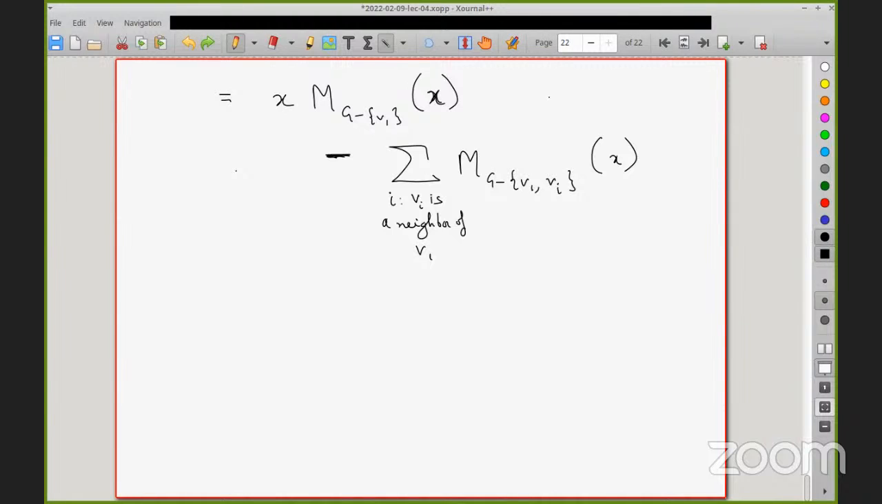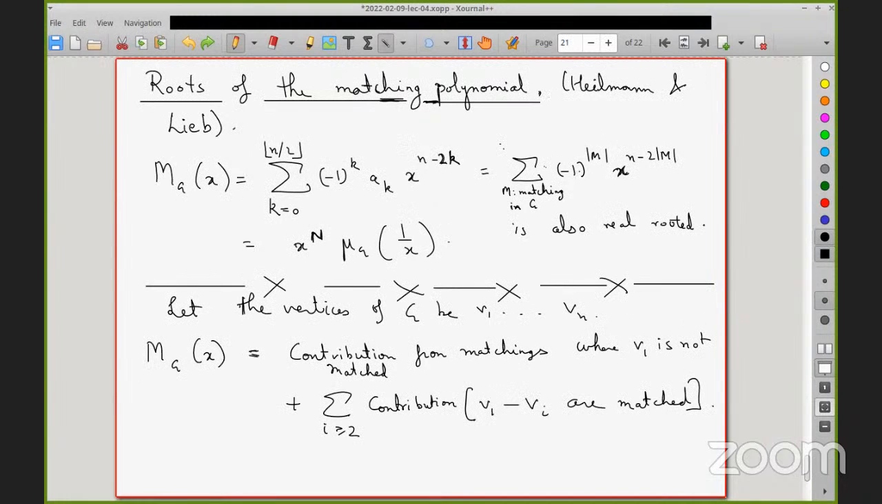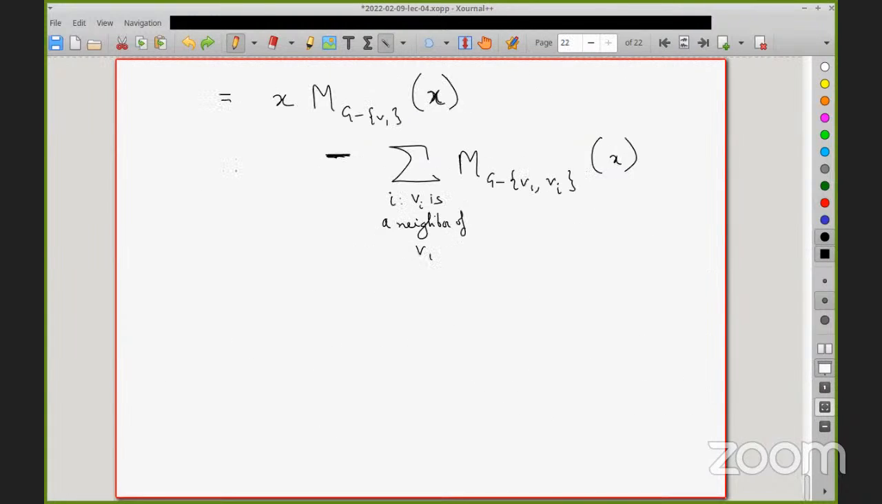Can you just repeat why the minus sign is coming out? So remember, the total weight is minus 1 to the power of the size of the matching. Now let's look at a matching here. The matching has one minus 1 factor for this edge V1 Vi, and then whatever comes. I see. Okay. Got it.